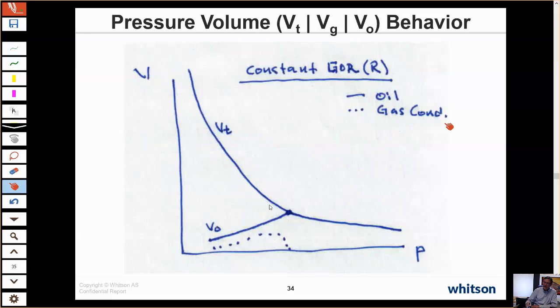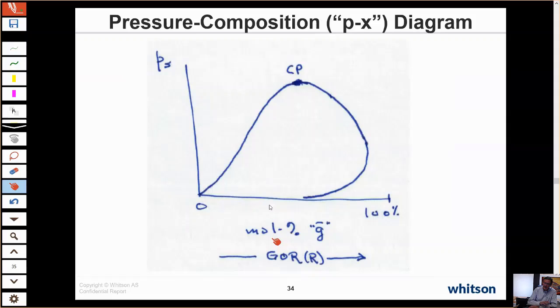If it's a gas condensate, with a little RS of 100 barrels per million, then you'll know its dew point, and below the dew point, you'll know how much of the total volume is liquid and how much is gas. So you'll have the liquid dropout curve as well. In addition to that, you'll also be able to plot saturation pressure versus composition.